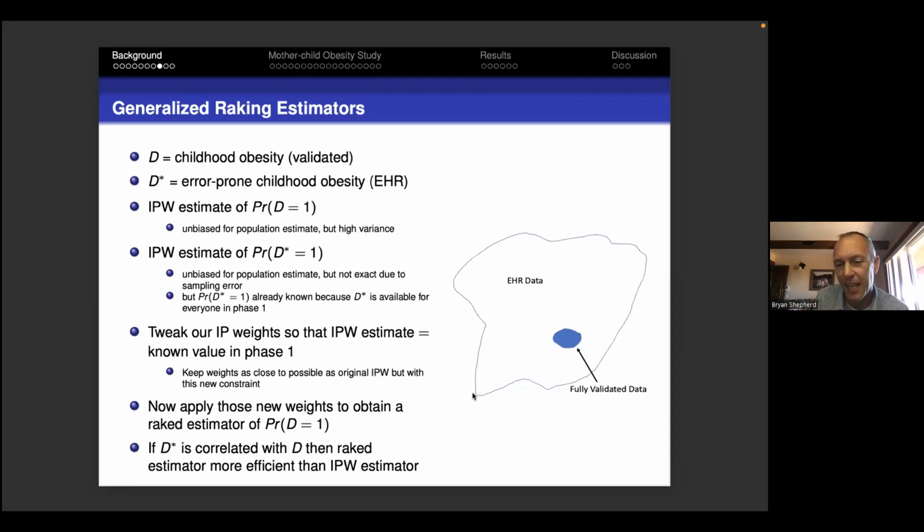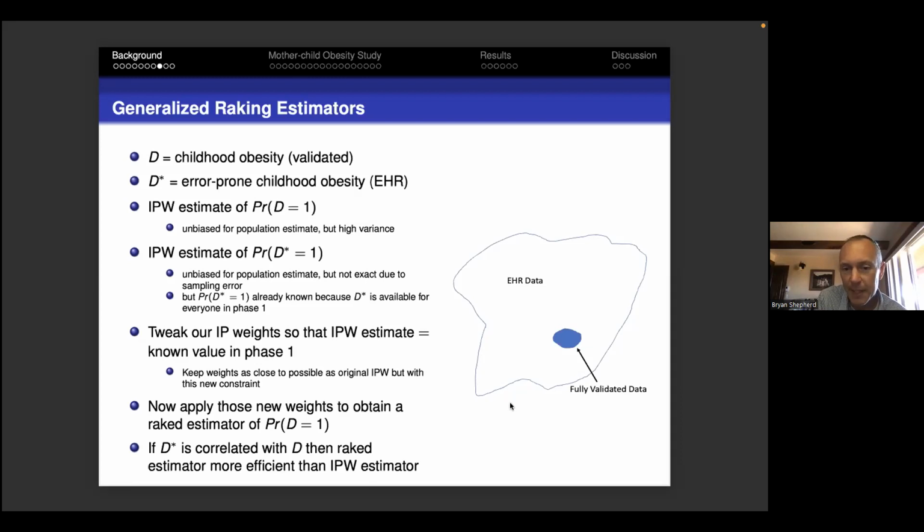Now you could imagine tweaking your inverse probability weights such that your IPW estimate for the prevalence of D star is exactly equal to the known prevalence. Okay, so you keep your weights as close as possible, but under the constraint that the estimated prevalence is equal to the known prevalence. And now with these new weights that you got, you can apply them to what you're really interested in, which is the prevalence of D. So you can then apply them to estimate that prevalence of D to obtain a new estimator, the generalized raking estimator for the prevalence of childhood obesity in the population.